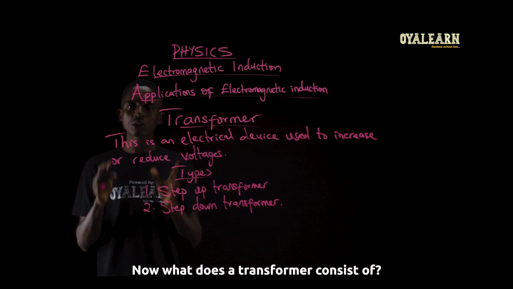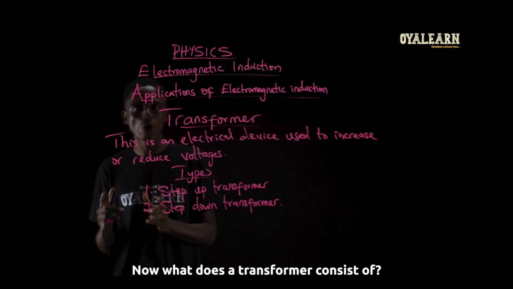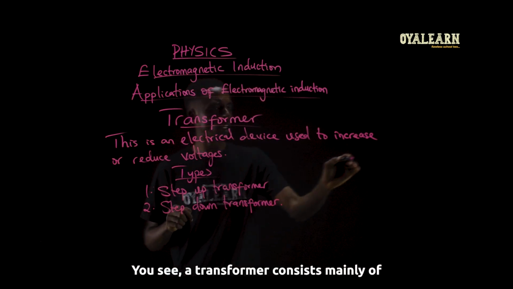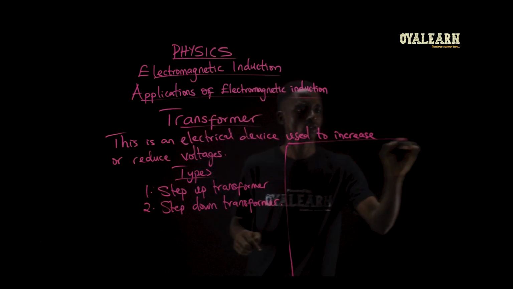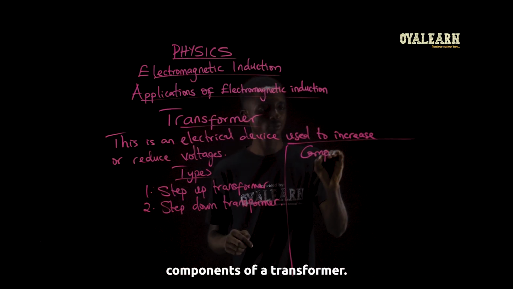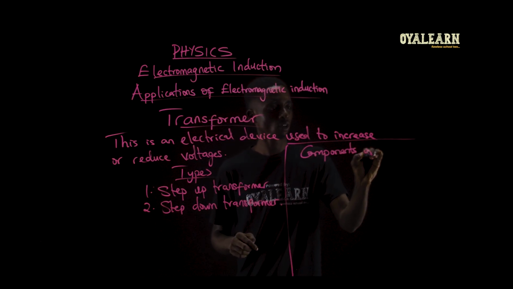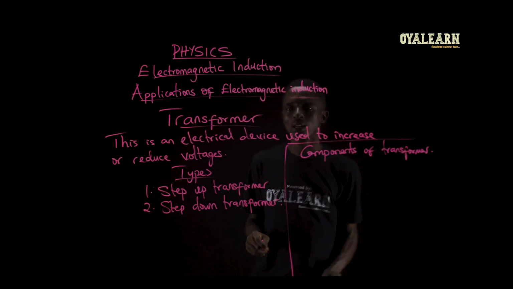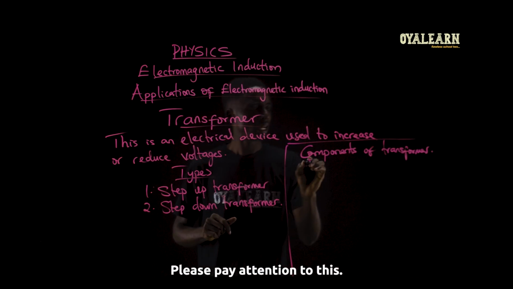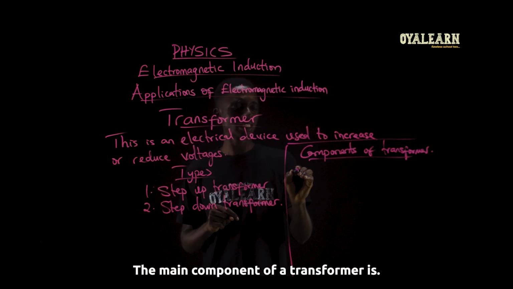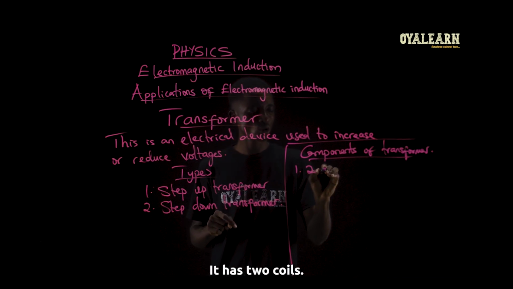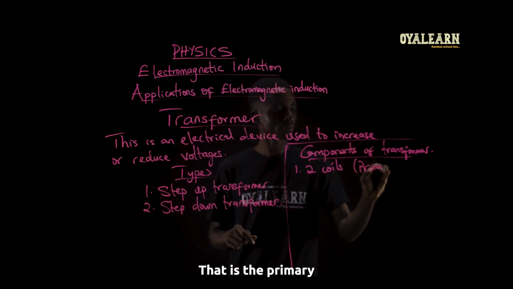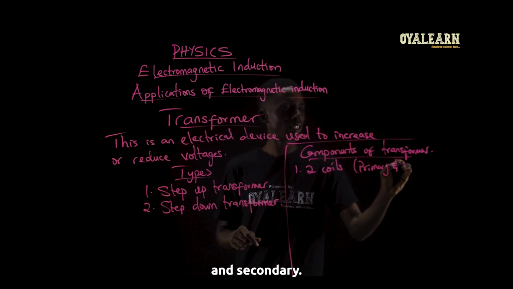Now, what does a transformer consist of? You see, a transformer consists mainly of the components of a transformer. Please pay attention to this. The main component of a transformer is it has two coils. That is the primary and secondary.